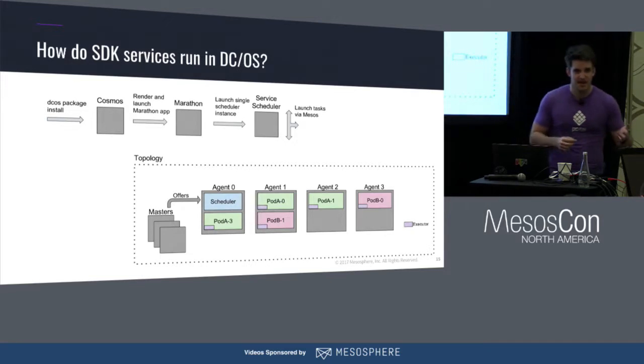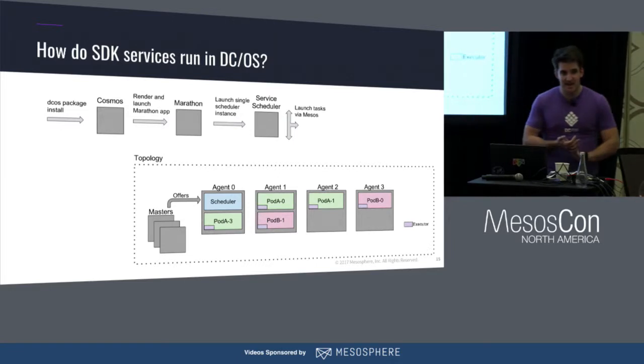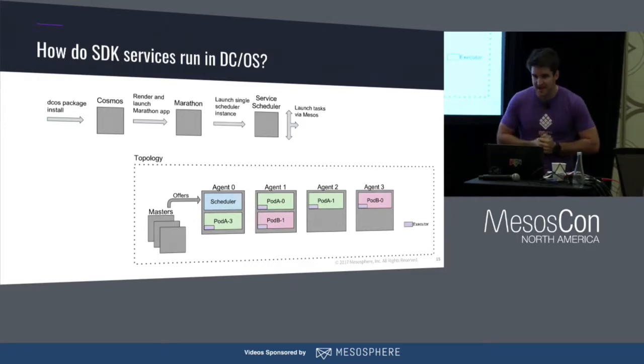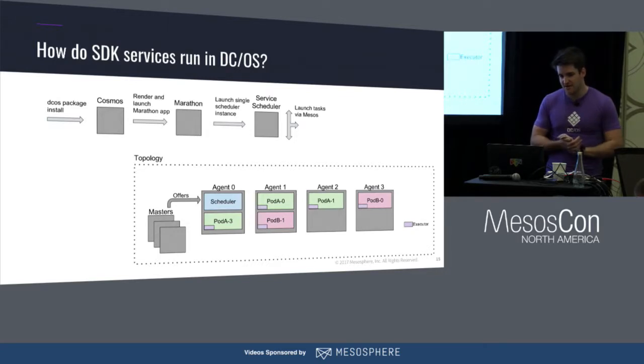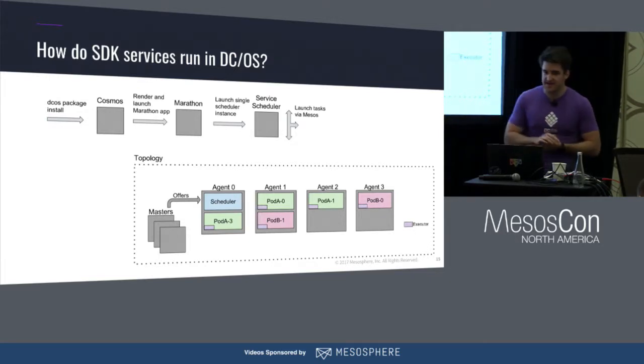You're doing a package update, and you're ultimately just restarting the Marathon app with a new configuration. It's going to see, oh, this URI changed, and it's going to go and download it. So essentially, what does that mean, right? The user issues DCOS package install. Cosmos sees that. It renders and launches the Marathon app. Marathon receives that request. It launches a single scheduler instance. The service scheduler then comes up, registers with Mesos as a framework, and then it starts to receive offers and put tasks out. So you can see in my terrible topology diagram that you have the masters off to one side. The scheduler is coexisting with its tasks and its pods. Each of those pods is a little executor that's running some number of tasks.